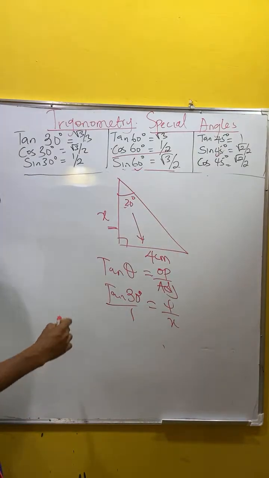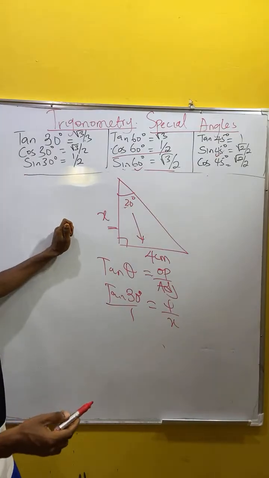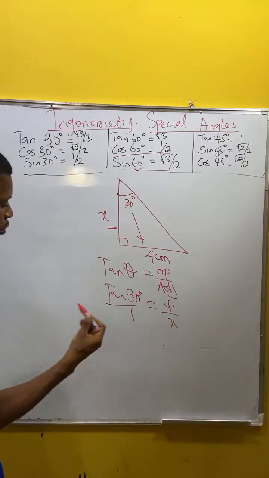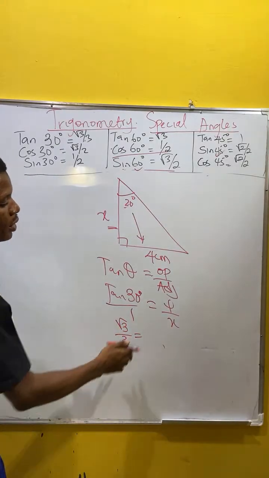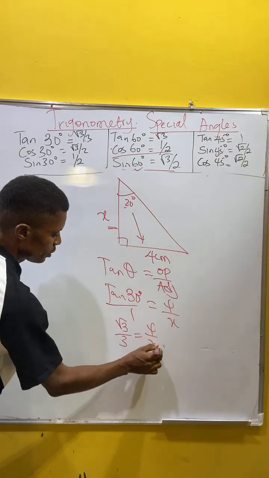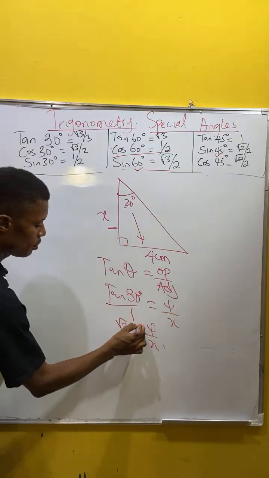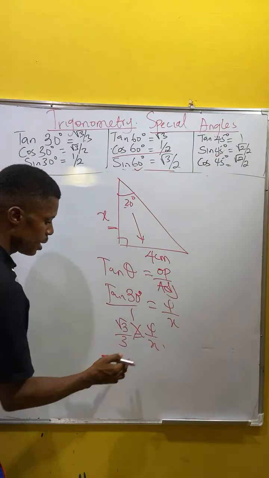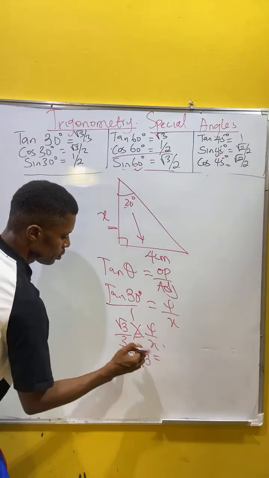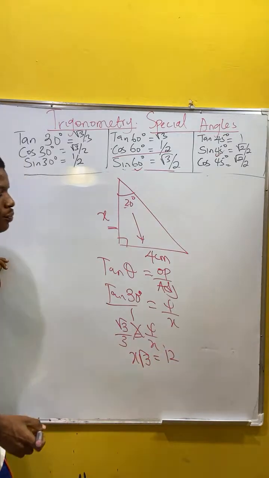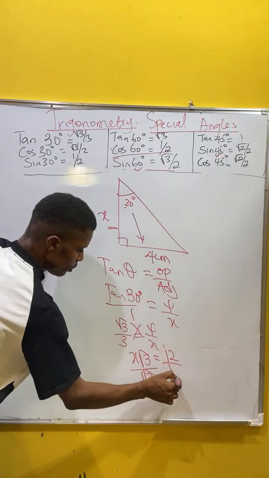So for us to do that is very simple. Tan 30 degrees is root 3 over 3. So you have root 3 over 3 is equal to 4 over x. Since you know this, all you have to do is cross and multiply. This times this gives x root 3, and it equals 3 times 4, which gives 12. Then divide through by root 3.